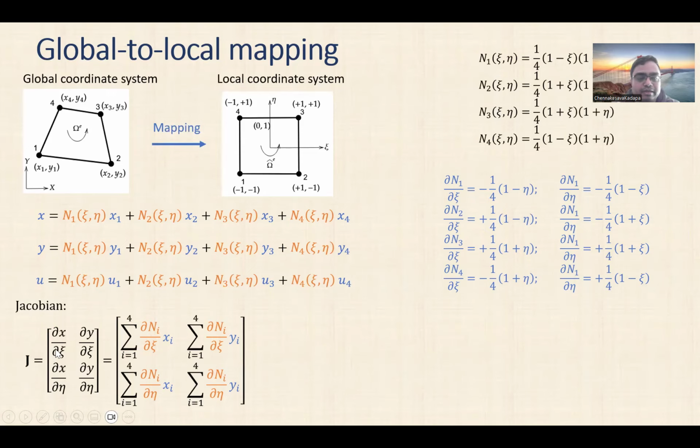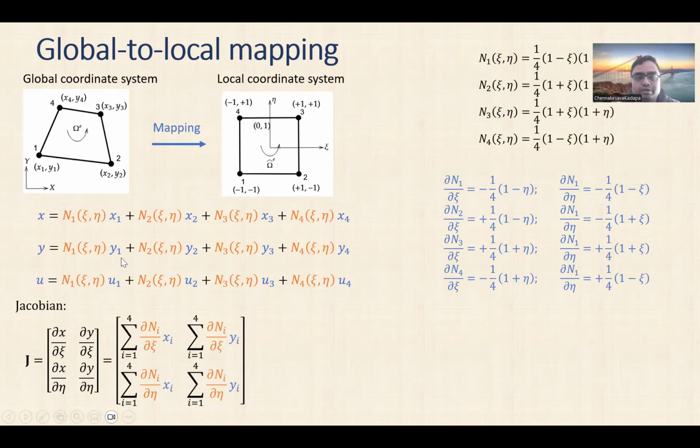This is our Jacobian matrix: dou x by dou xi, dou y by dou xi, dou x by dou eta, dou y by dou eta. So how do we calculate dou x by dou xi? We know x, and we know that N1, N2, N3, N4 are functions of xi. So we have dou N1 by dou xi times x1, dou N2 by dou xi times x2, and so on. So we have a sum from I equal to 1 to 4, dou Ni by dou xi times xi. Similarly for dou y by dou xi, we know y. Using this we have this term. Similarly for the other two derivatives.